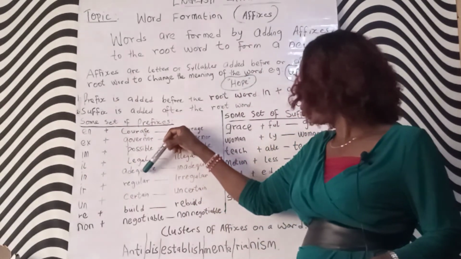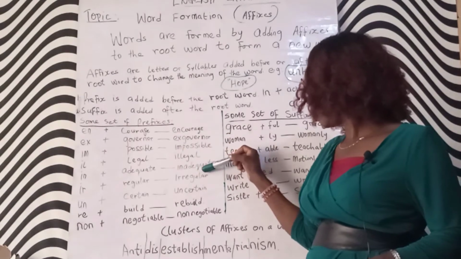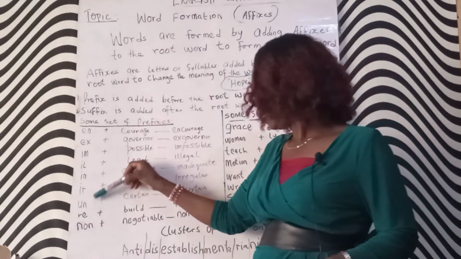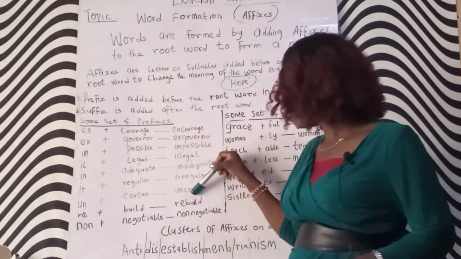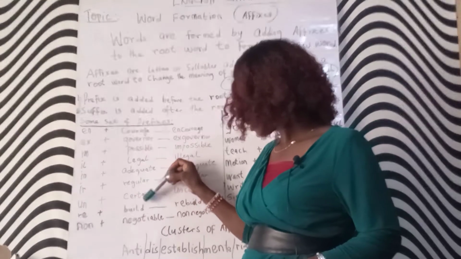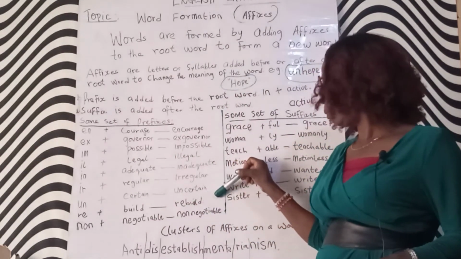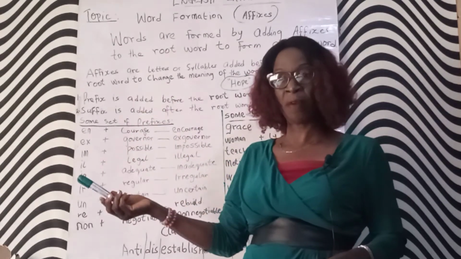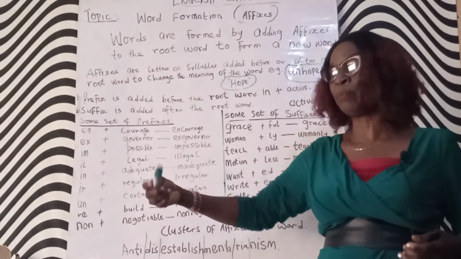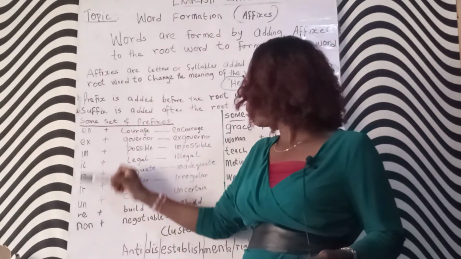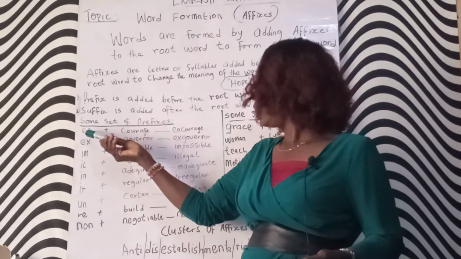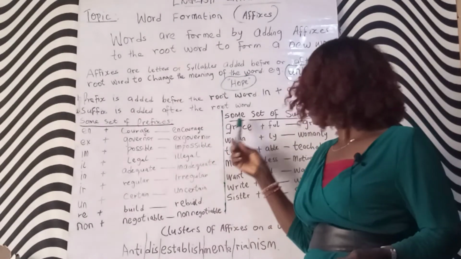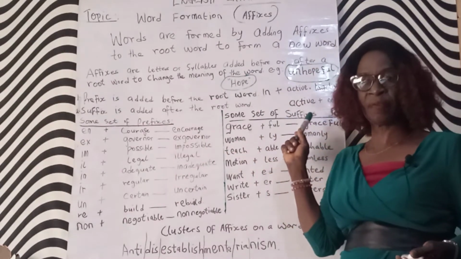Then we have ir added to the root word regular. We have irregular. Un to setting, we have unsetting. Re plus build, we have rebuild. Non plus negotiable, we have non-negotiable. So these are sets of prefixes. There are so many more prefixes you meet as you read books. You get to know so many more prefixes, letters or syllables added to the root word to make a new word. Then here are also some set of suffixes.